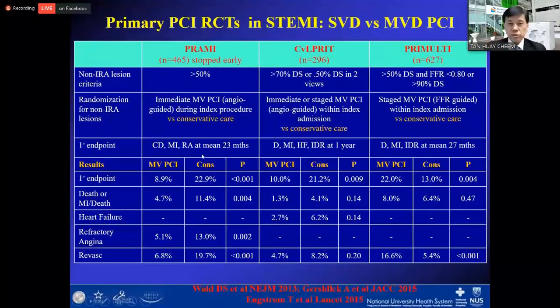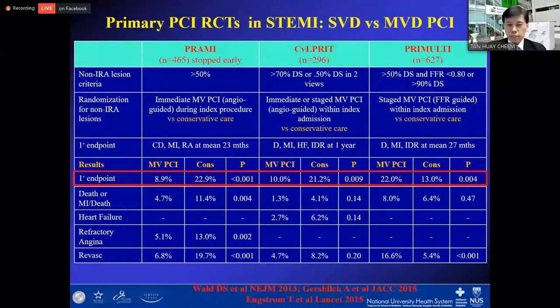I think the first three randomized control trials that we are all very familiar with regarding culprit lesion versus multivessel PCI in patients with STEMI are the PRAMI, CULPRIT, as well as the DANAMI-3 PRIMULTI trial. And when we look at the primary endpoint, which is somewhat different among these three trials, they all give the same message, that the multivessel PCI is better than the conservative approach where you only treat strictly the culprit lesions and do nothing to the rest of the other coronary vessels.